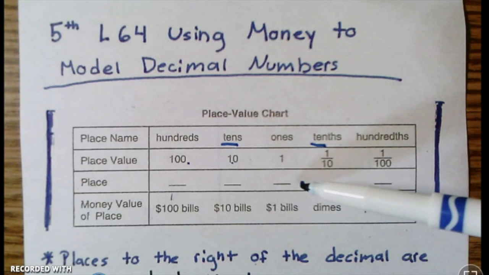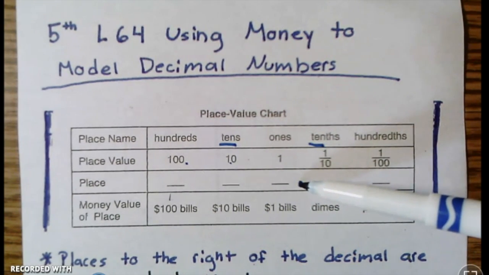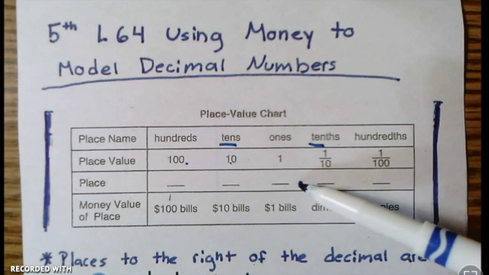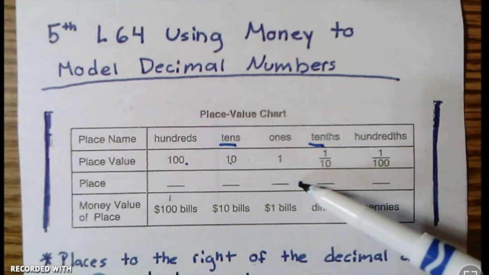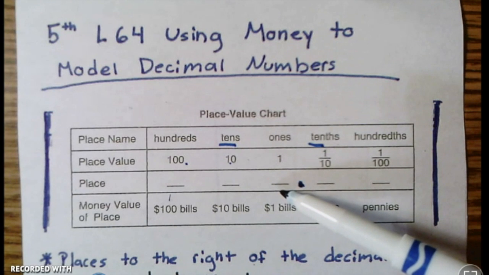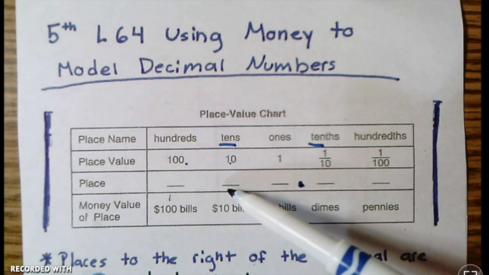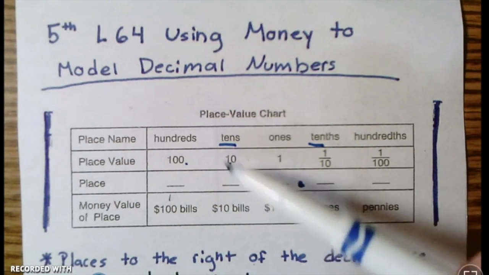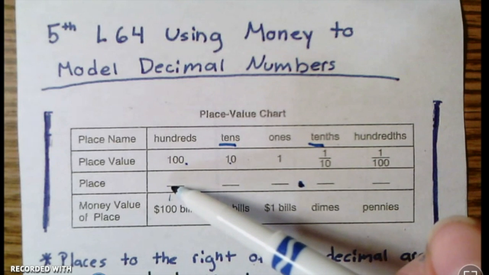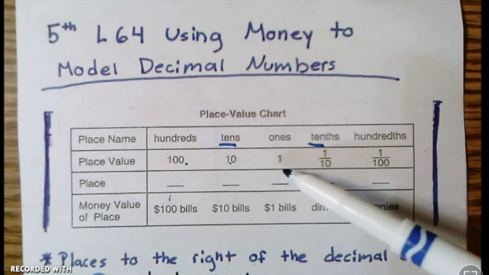Here we have a decimal point, and we're already familiar with the place value of the spots to the left of the decimal. So here we have the 1 spot, which is 1 place over. And if we were to multiply by 10, we would go to the tens place. And if we were to multiply by 10 again, we'd go to the hundreds place. So we know hundreds, tens, and ones.